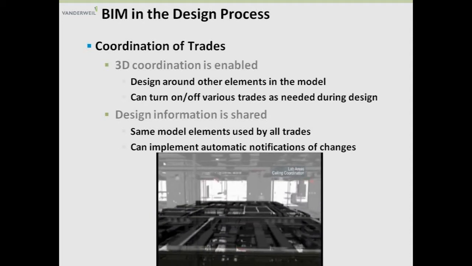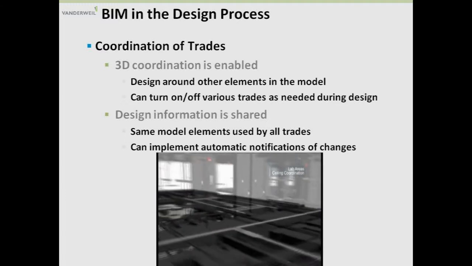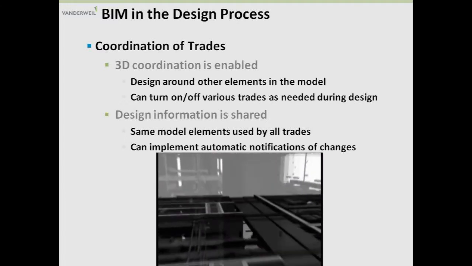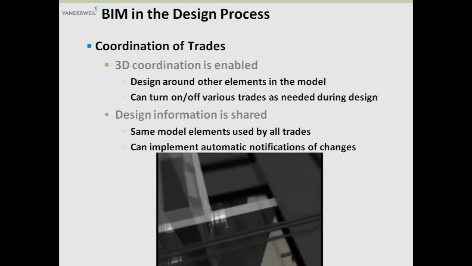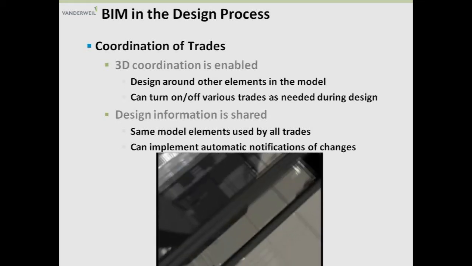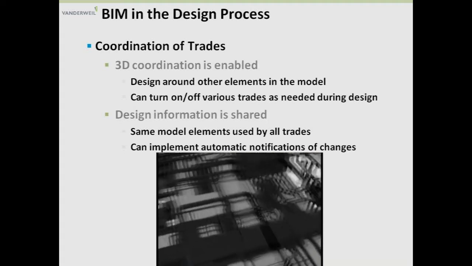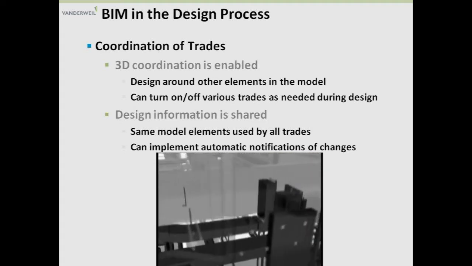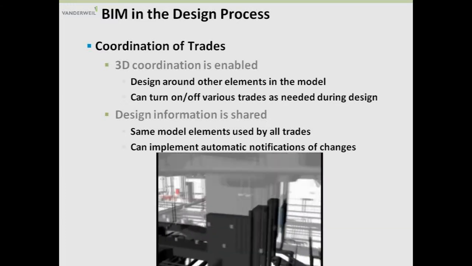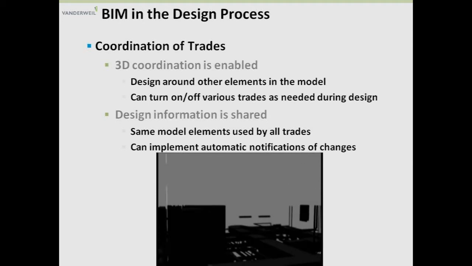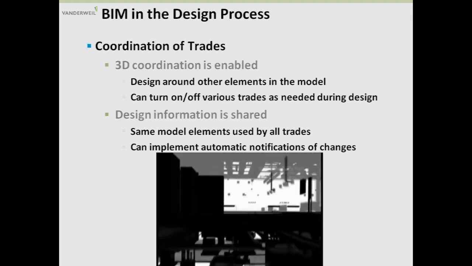We can turn on and off the structural if needed. We can turn on and off mechanical. We can design around the other systems. Why? In the model, we're no longer having to reference multiple sheets or make sure that we're referencing elevations and structural and mechanical and plumbing all at the same time. It's all together in one model. So you can actually design around those elements. And then these elements are shared between the disciplines of the trade.